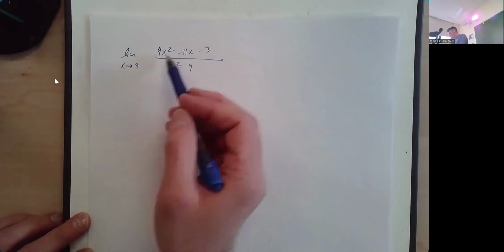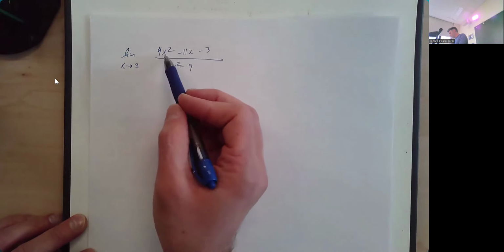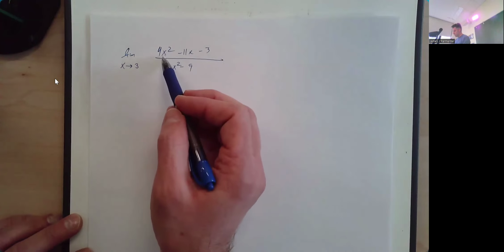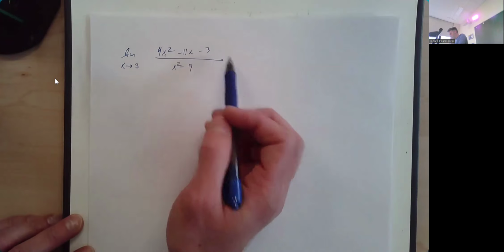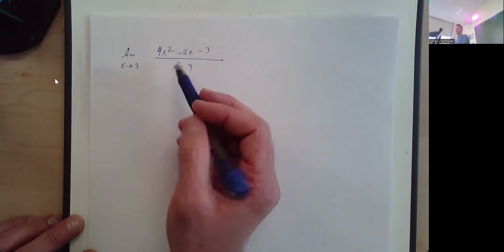If I plug in 3, 3 squared is 9, 4 times 9 is 36, minus 33 is 3, minus 3 is 0. On the bottom, 3 squared minus 9, and 9 minus 9. Okay, so I do get 0 over 0.